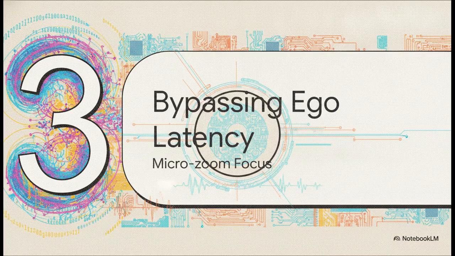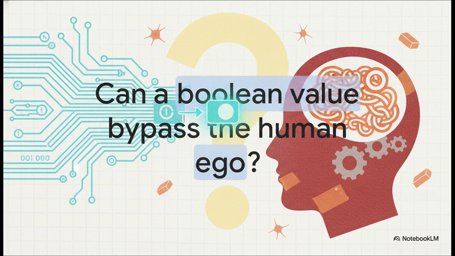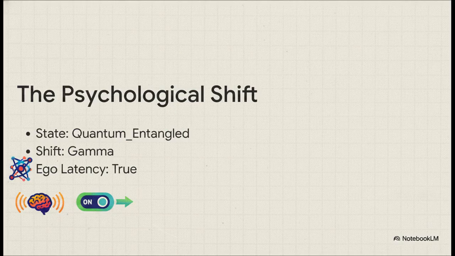All right, Section 3, bypassing the ego latency. Let's do a micro-zoom focus on this. So I really want you to think about this question as we look at the next few lines of code. Can a simple Boolean value, just a basic true or false switch, actually bypass the human ego? I mean, the ego is arguably the most complex, stubborn, and deeply ingrained part of all of human psychology. It causes our hesitation, our self-doubt, our cognitive friction. So what if you could just turn it off with one single line of code? Let's break down the exact scientific instructions the text executes to try and achieve this.